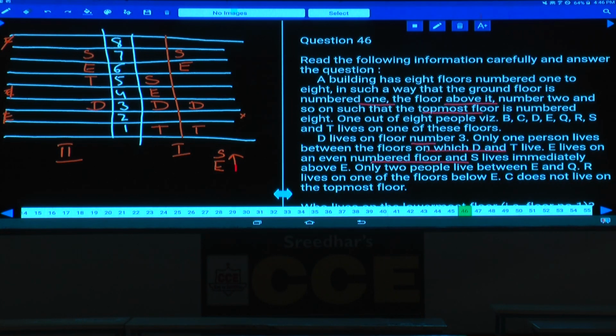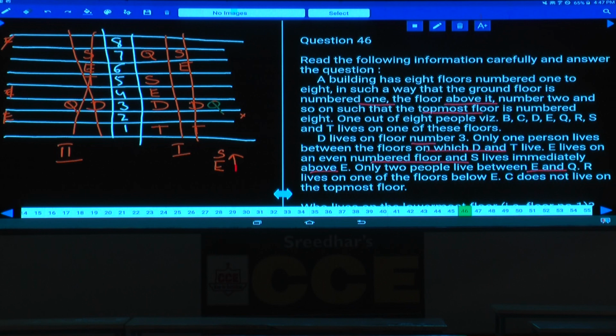Done with this? Immediately above, only 2 people between E and Q. Between E and Q, how many persons are there? Only 2 people, hence Q must be here, and only two people between E and Q, this case is not possible because D is already here, and D and Q cannot be on the same floor. And next one, only two persons between E and Q in this one also, Q must be either here, this is the only possibility, this is also not possible. Finally, we are left with only one possibility.